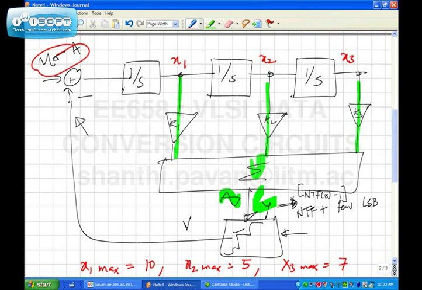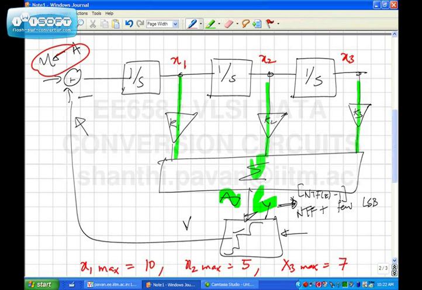Does it make sense? So all these maxima will be weak functions of the input amplitude, x1 and x2 in this particular example. x3 will be a strong function of the input amplitude. So that's why I've chosen to excite the modulator with the largest possible sine wave that we plan to put into the modulator. Does it make sense? All right.